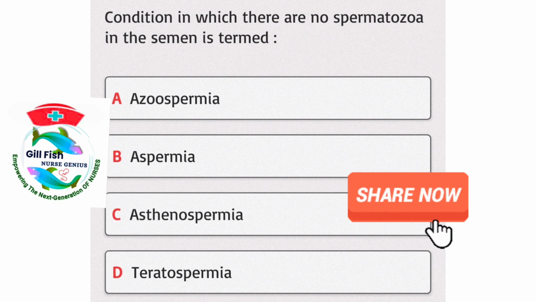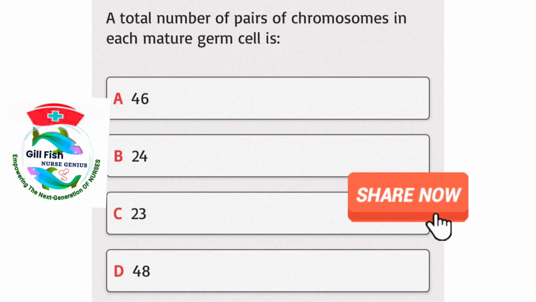Next question. The condition in which there are no spermatozoa in the semen is termed? So what is the name it is called? Option A, azoospermia. Option B, aspermia. Option C, asthenospermia. Option D, teratospermia. What could be the correct answer? That means in that there are no spermatozoa in the semen. So when there is nothing at all, what is the term to describe it? That is called azoospermia. So option A will be the correct answer. Move on to another question.